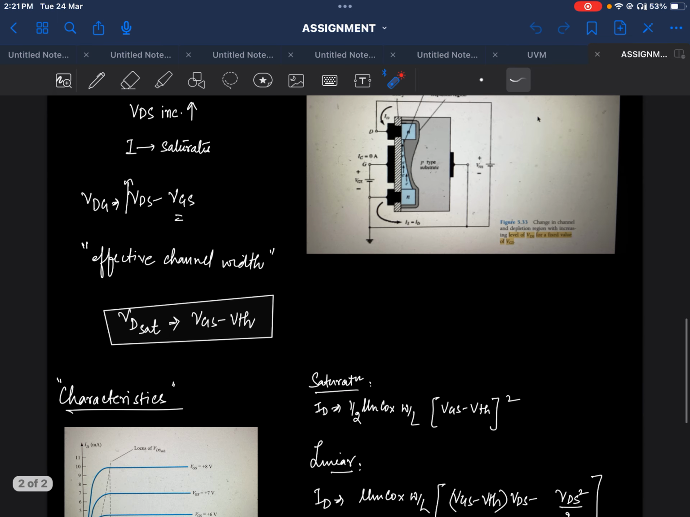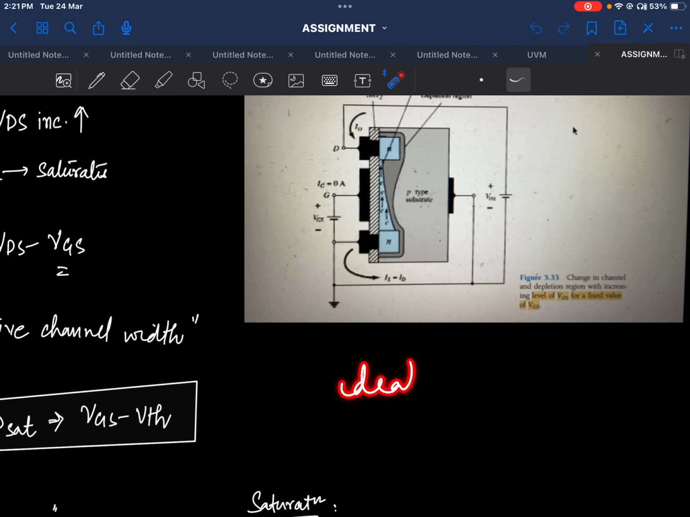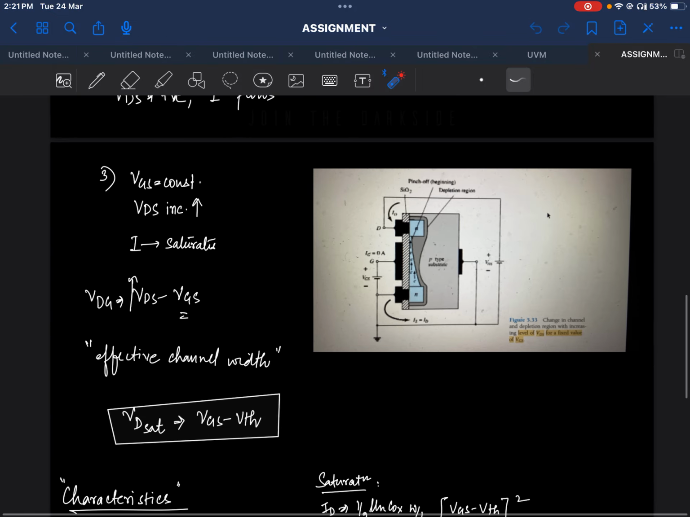And we're assuming here the ideal MOSFET, right? We're not considering any channel length modulation or any other effects, body effects. We're not considering that for now.